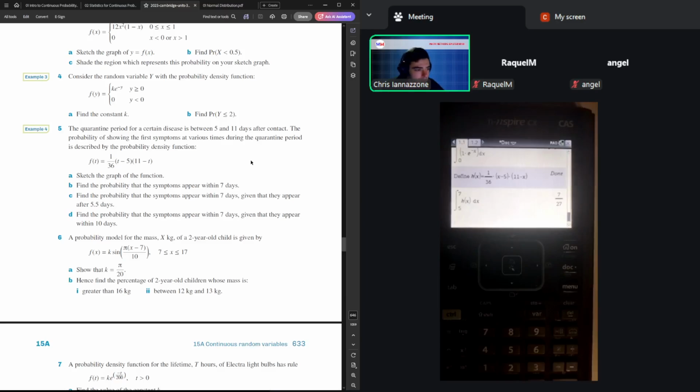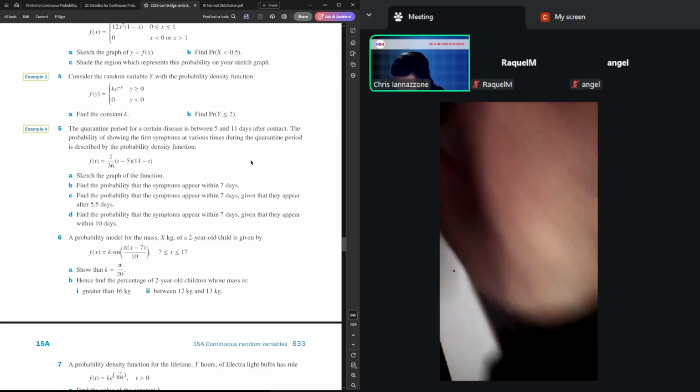Excuse me. Part C. Harder again. It's still find the probability that symptoms appear within 7 days, but it's given that we know they've already appeared after 5.5 days. The key wording here implies a conditional probability. Does anyone remember the generic way we do conditional probabilities?